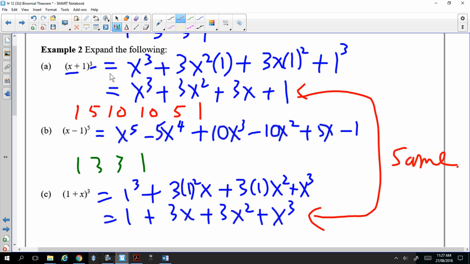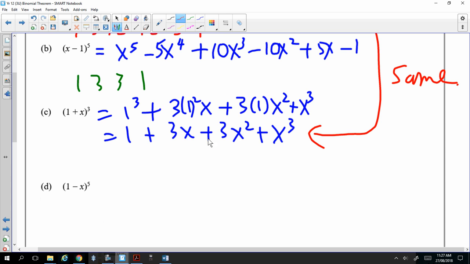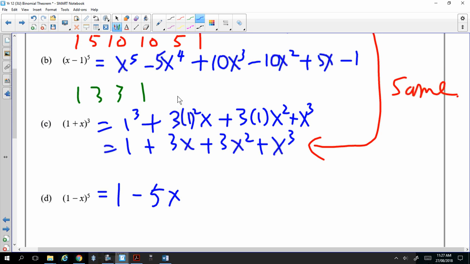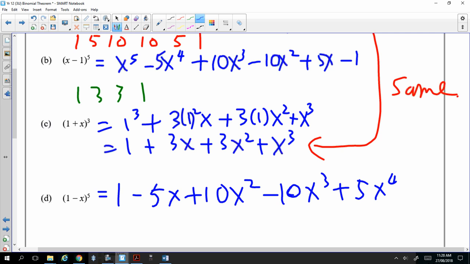All right, try the next one. 1 minus x to the power 5. So you go 1 minus 5x. And then what's the next one? 10x squared minus 10x cubed plus 5x to the 4 and then minus x to the power 5. Notice that these two are a bit different because x minus 1 to the power 5 is different from 1 minus x to the power 5.